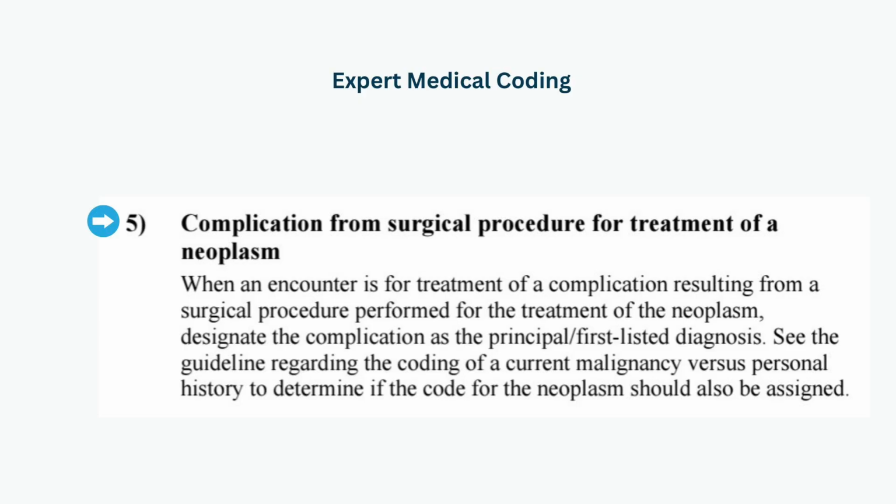Let's move towards the next coding guideline, and that is complication from surgical procedure for treatment of a neoplasm. When an encounter is for treatment of a complication resulting from a surgical procedure performed for the treatment of the neoplasm, designate the complication as the principal or first sister diagnosis. See the guideline regarding the coding of current malignancy versus personal history to determine if the code for the neoplasm should also be assigned. Let's understand this guideline in more detail.